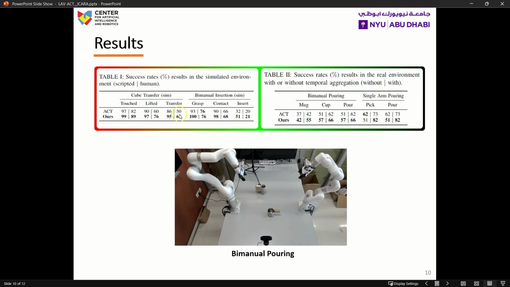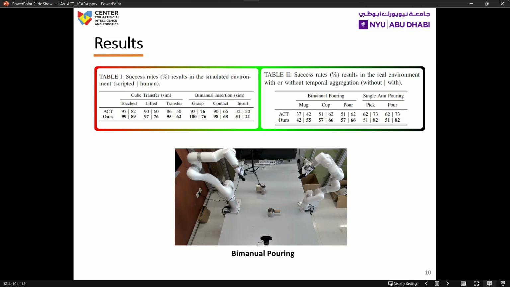For the bimanual insertion task, we have a similar, significantly high improvement. For example, in the insert substage, the success rate increases by 19%, from 32 to 51%. And for a real world setup, which you can also see later in this video, we use two arms in our lab and perform bimanual pouring. Experiments show that our model outperforms the ACT by a fine margin.